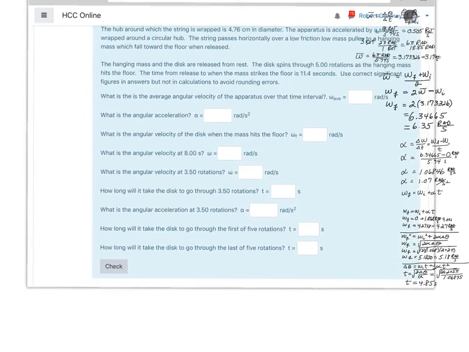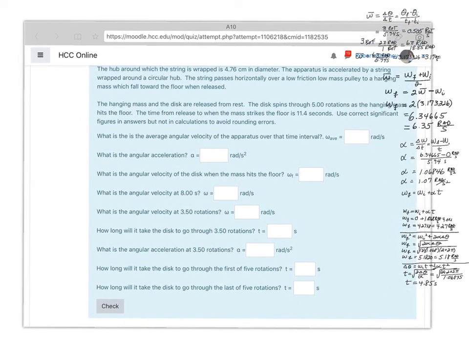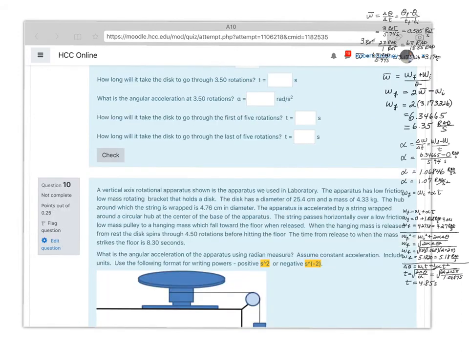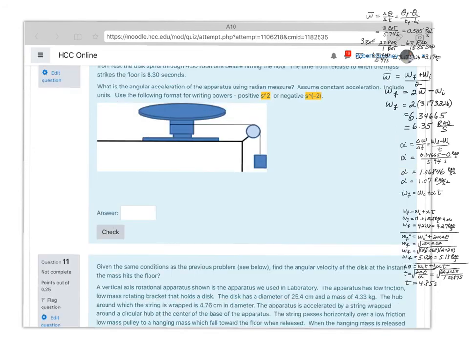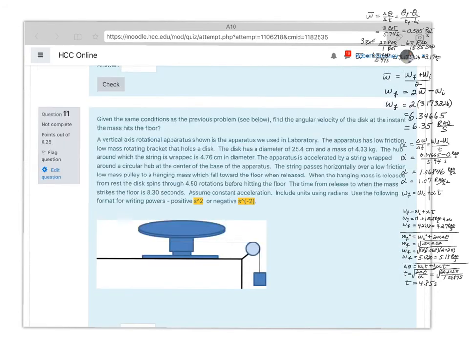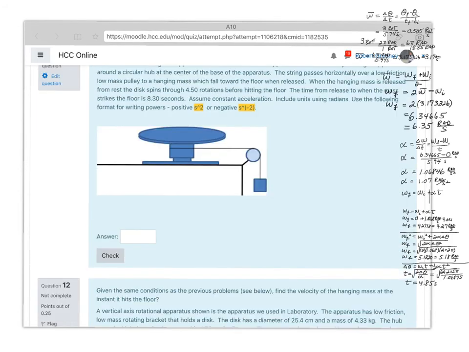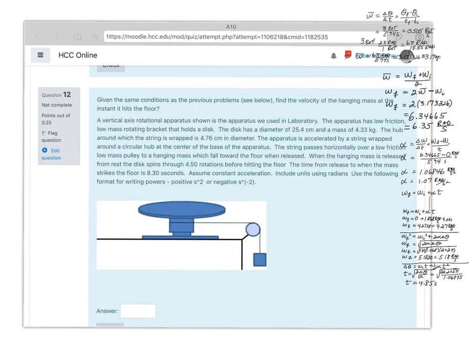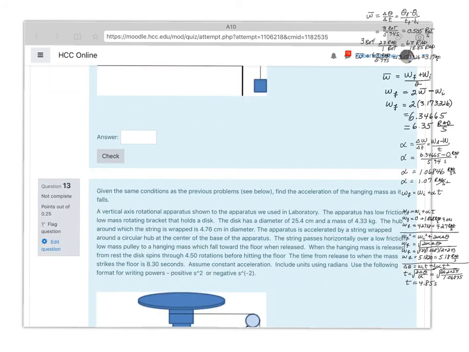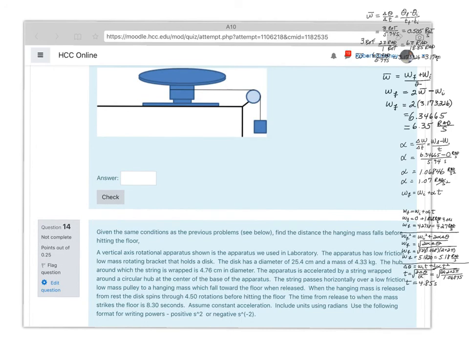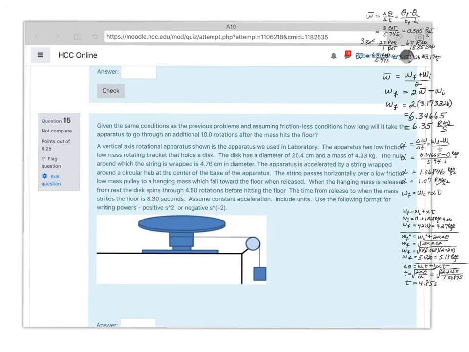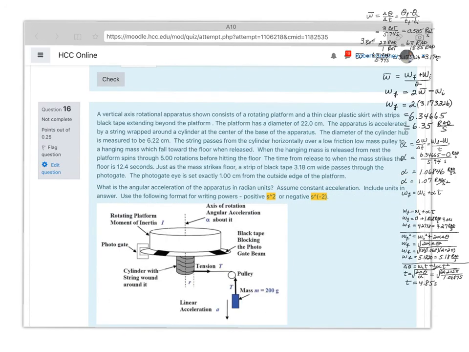Continuing, whoops, let me go back here, pause. Okay, so we're going to scroll through number 10, 11, 12, those are single answers. I'll let you do those. I don't think there's anything unusual in there. And then when you finish with these, you'll come to a different apparatus.